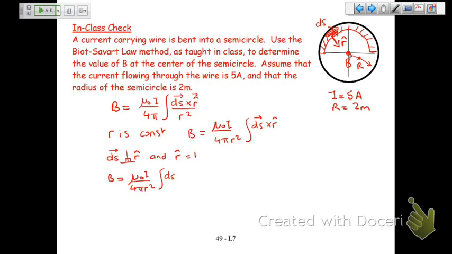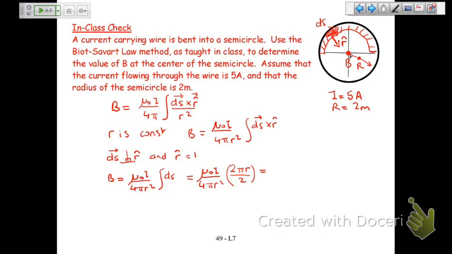So now we say, well, let's have a look. This is mu naught I over 4 pi r squared. And that integral of ds, what will the integral of ds be? 2 pi r over 2, because it's a semicircle. If it was 16/17 of a circle, it would be 2 pi r times 16 over 17. If it was a third of a circle, it would be 2 pi r times a third. In this case, it's 2 pi r times a half, because it's half a circle.